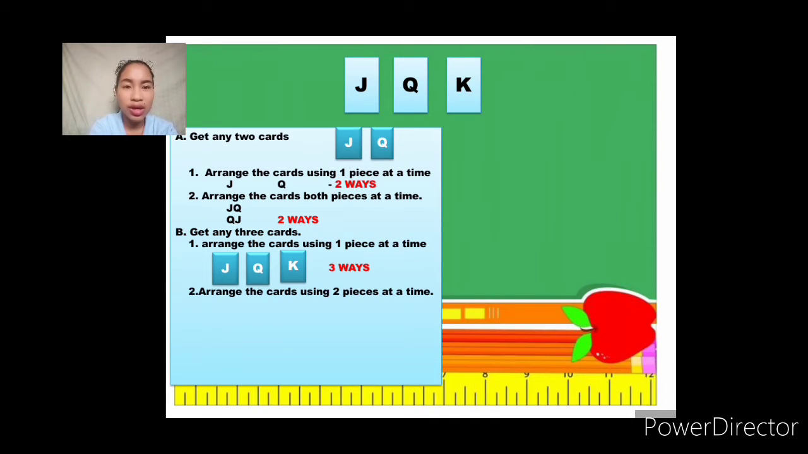Next, arrange the cards using 2 pieces at a time. So we have JQ, JK, QJ, QK, KQ, and KJ. So there are 6 possible arrangements. Next, arrange the cards using 3 pieces at a time. So let us list all the possible arrangements. So there are 6 possible arrangements. So let's have another example.